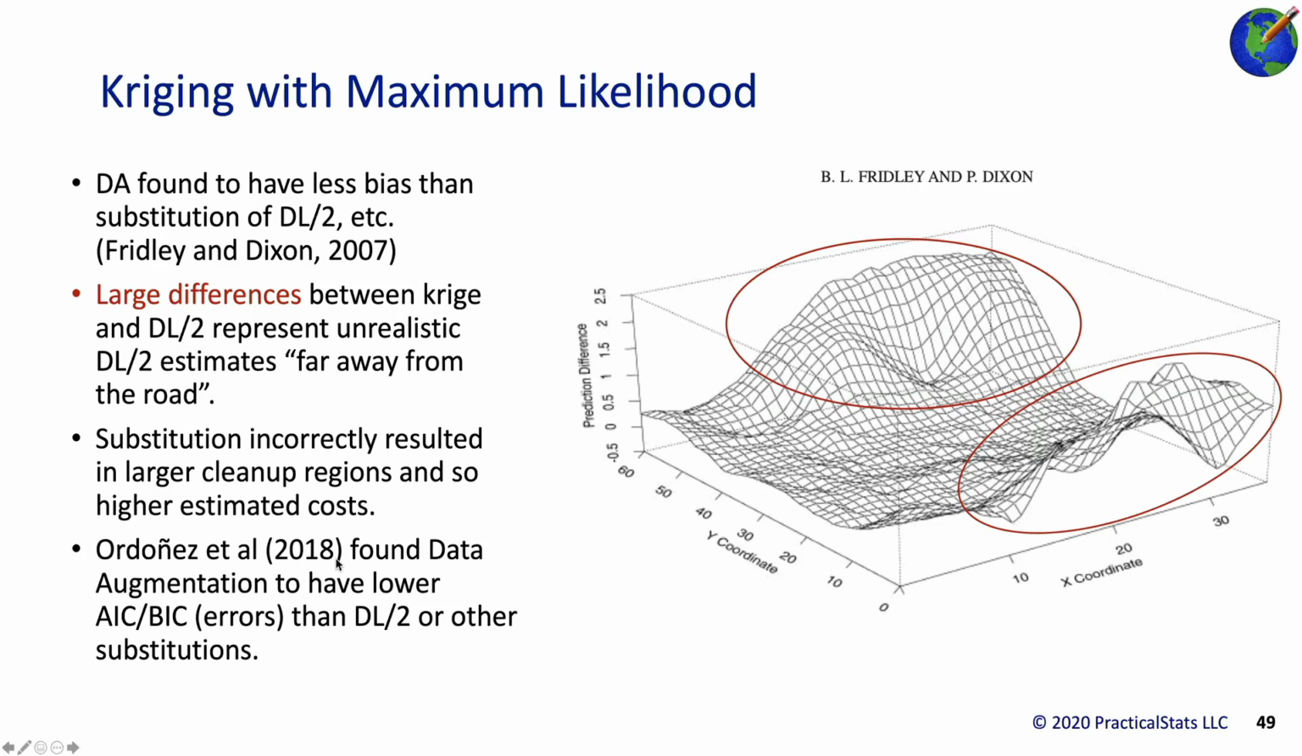Ordonez in 2018 did the same kind of thing, just evaluating this data augmentation, how you build the variogram. And doing that with errors, the AIC errors, think of them that way, are lower with these censored kriging than they are with the DL/2 approach, of course. So all of this stuff has been studied, and substitution never wins.